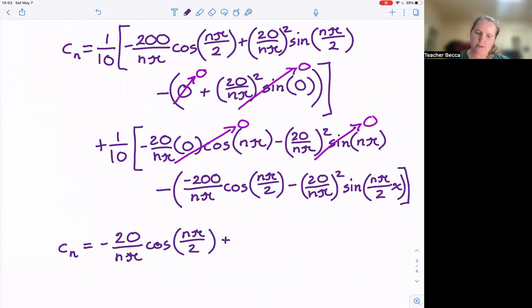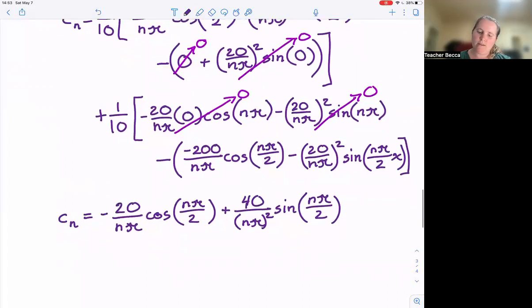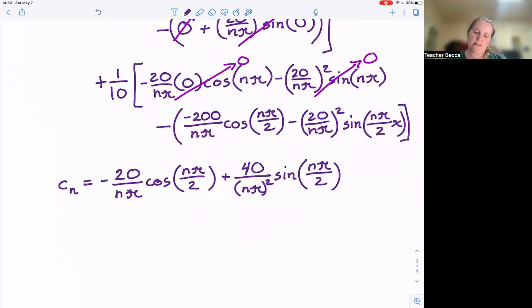Plus we would have 20 squared divided by 10, which would be 20 times 2 or 40, over n pi squared, times sine of n pi over 2. Then we have 1/10 times a negative minus a negative, so 1/10 times positive 200 over n pi becomes a positive 20 over n pi cosine n pi over 2.